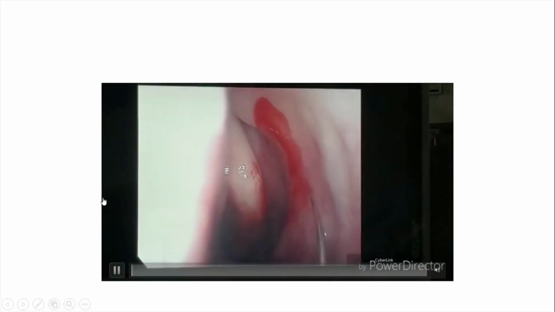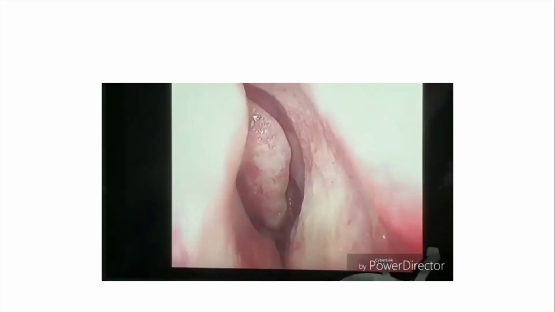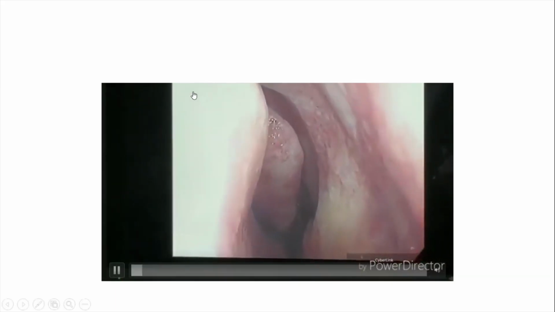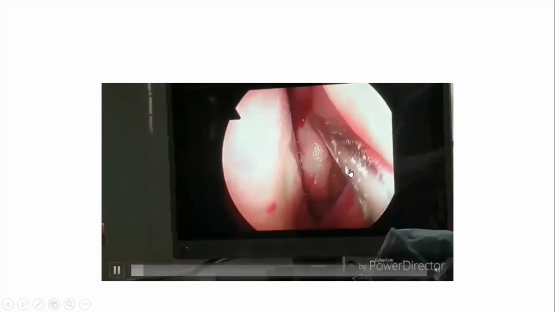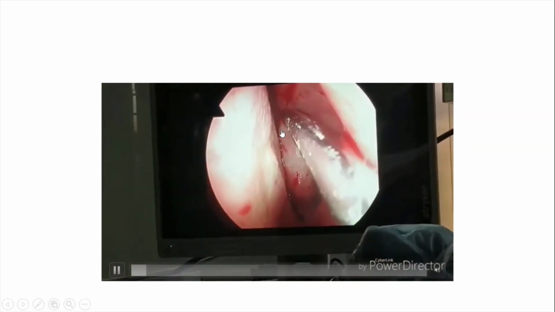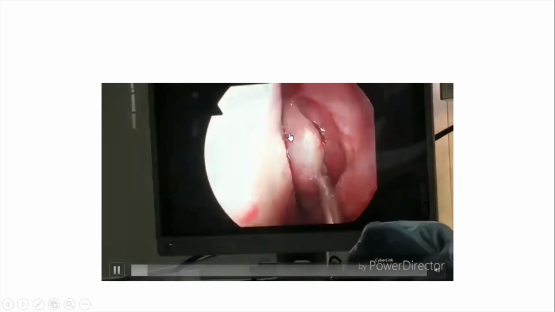This is a case of left-sided endoscopic dacryocystorhinostomy in a 70-year-old female patient. Intranasally, lignocaine 2% with adrenaline was given. She has a complaint of left-sided watery eye with pus discharge, and the regurgitation test was positive in the left eye. This is the middle turbinate, and this is a plain knife. You can make the incision here.